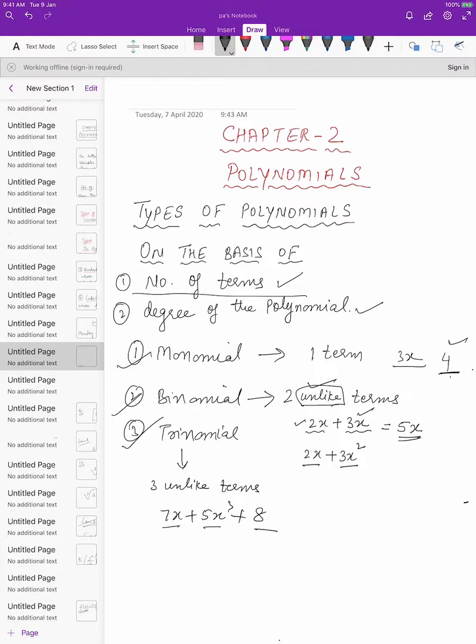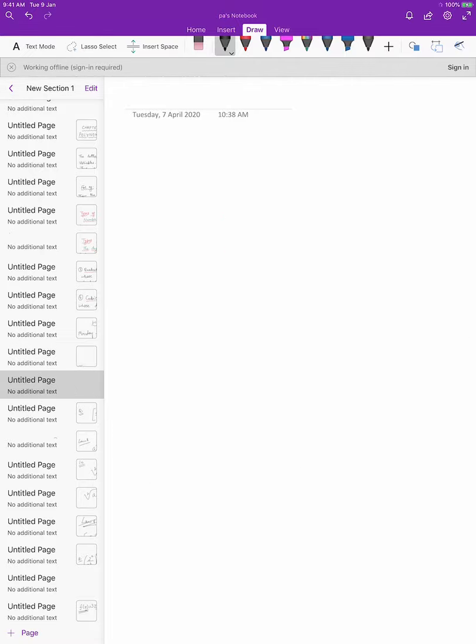Next, we divide polynomials on the basis of degree. Now degree, you have understood what is the meaning of degree? Okay. Now the first kind of polynomial is having a degree 0. If the degree of the polynomial is 0, what do we call it? We call that polynomial a constant polynomial.